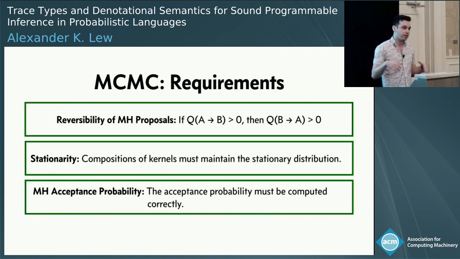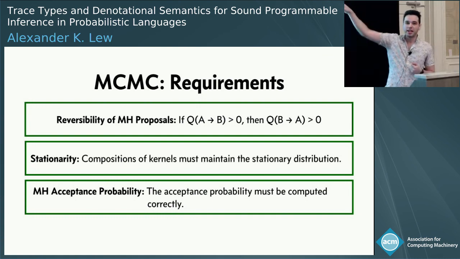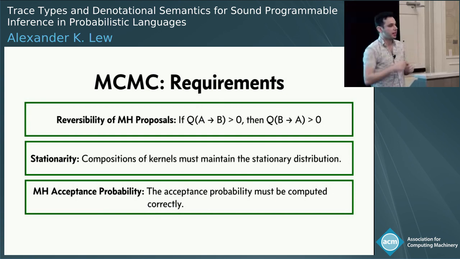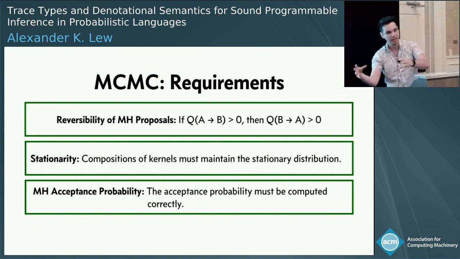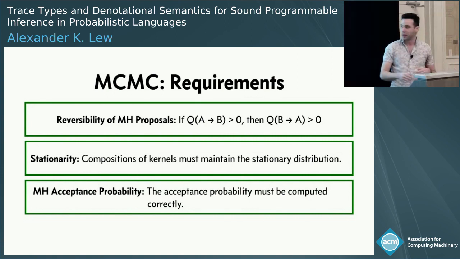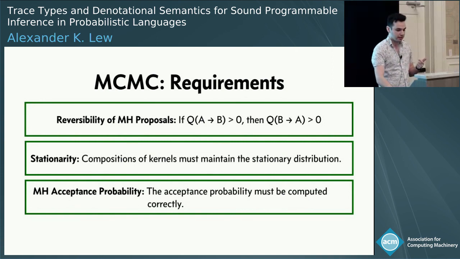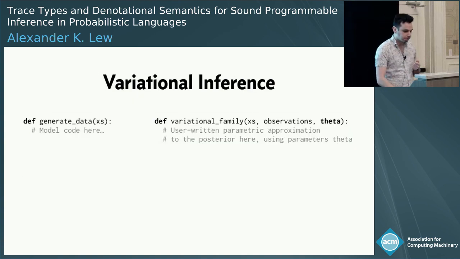But again, it also is a double-edged sword that comes with new requirements. So for example, we have to make sure that if we write a custom transition proposal, it's reversible, which means that if it has some probability of taking us from region A to region B, it better have a way of taking us back from region B to region A again. Okay? And there are some other properties here too that I'm not going to go into detail in the talk, but please look at the paper.